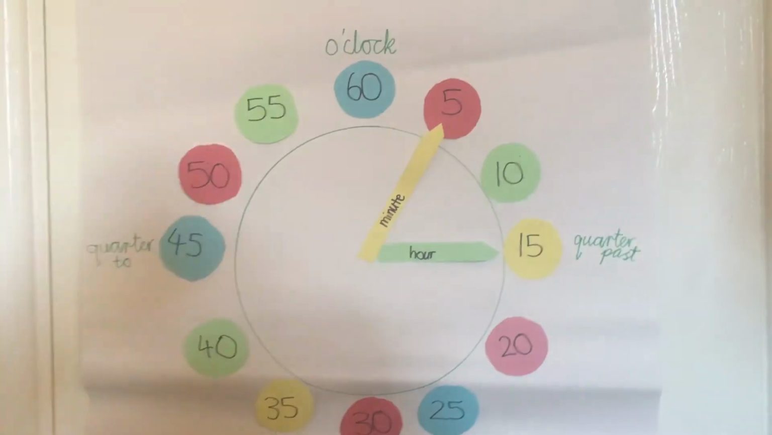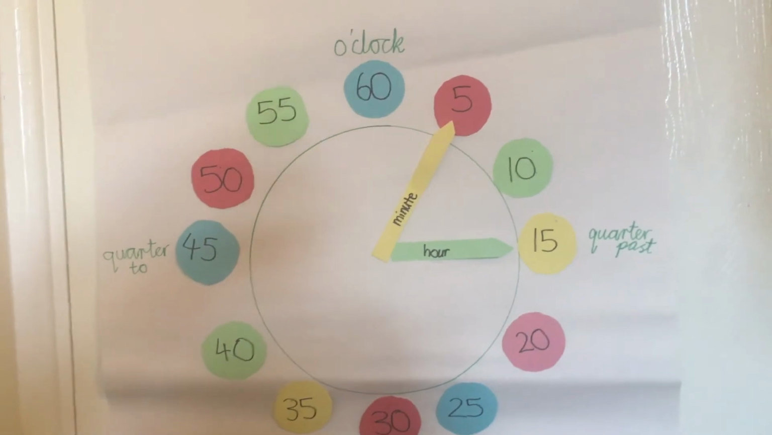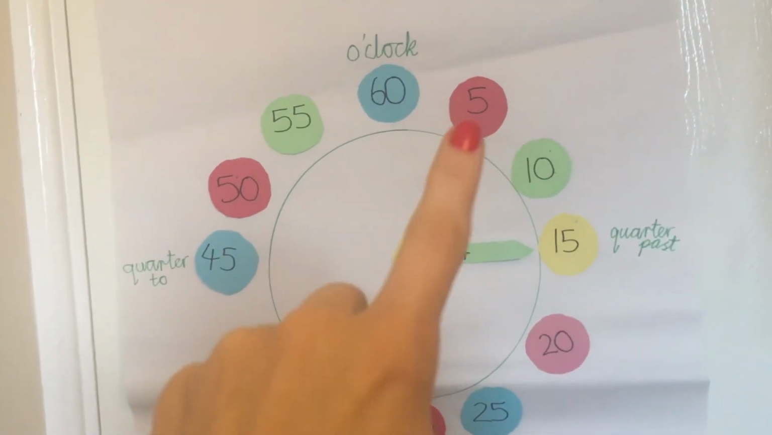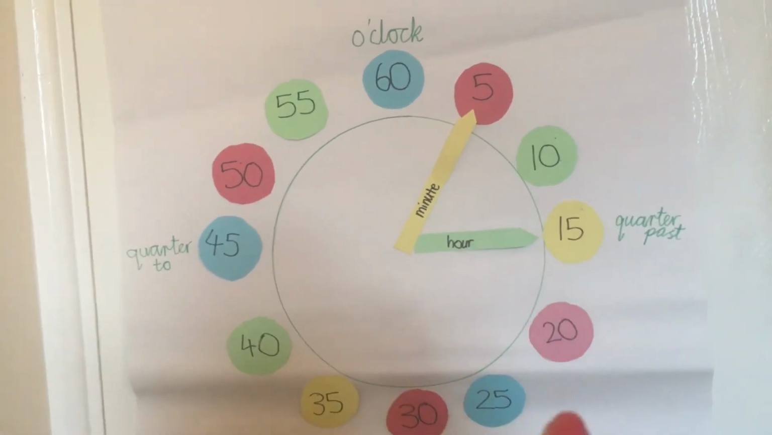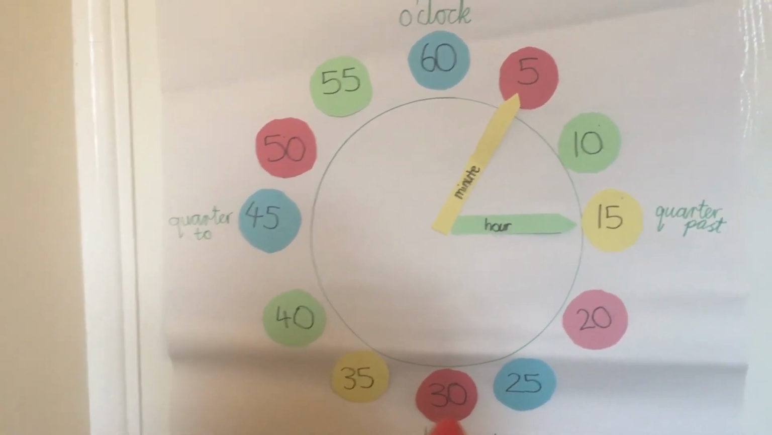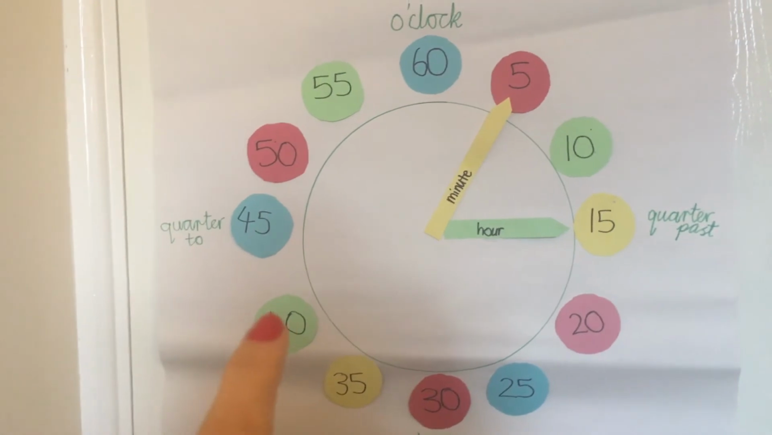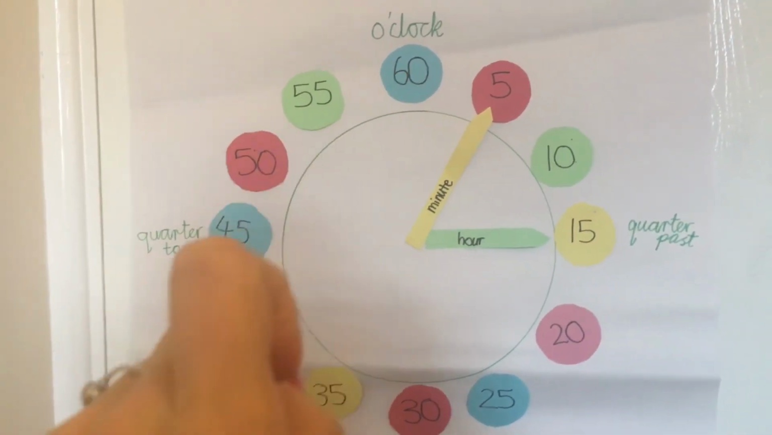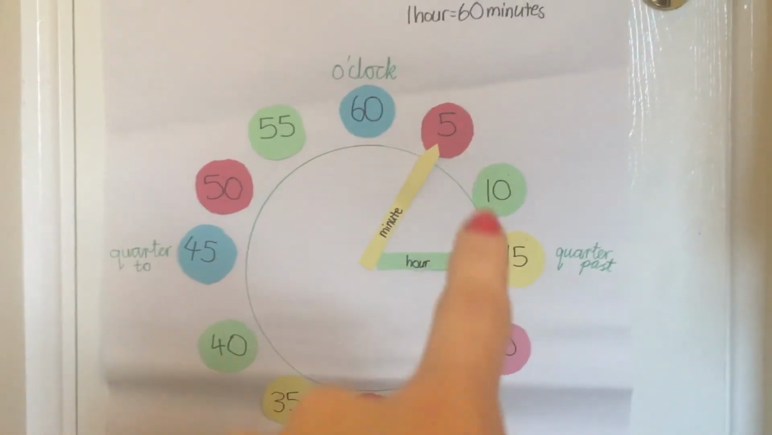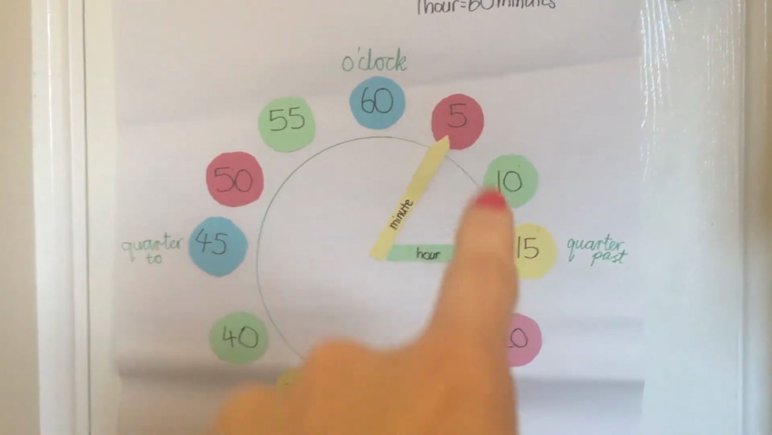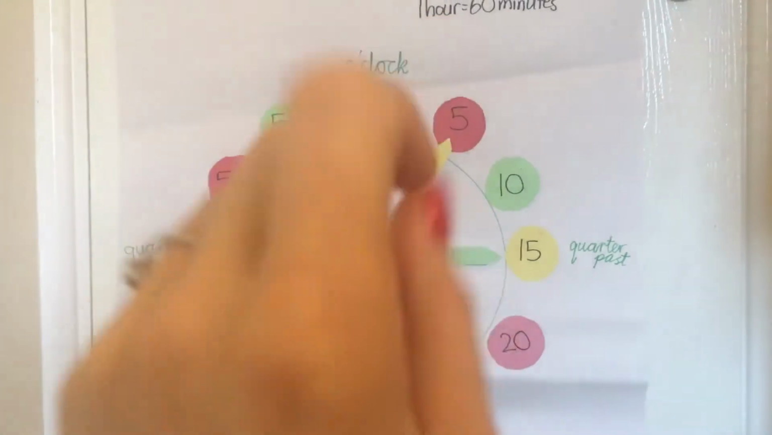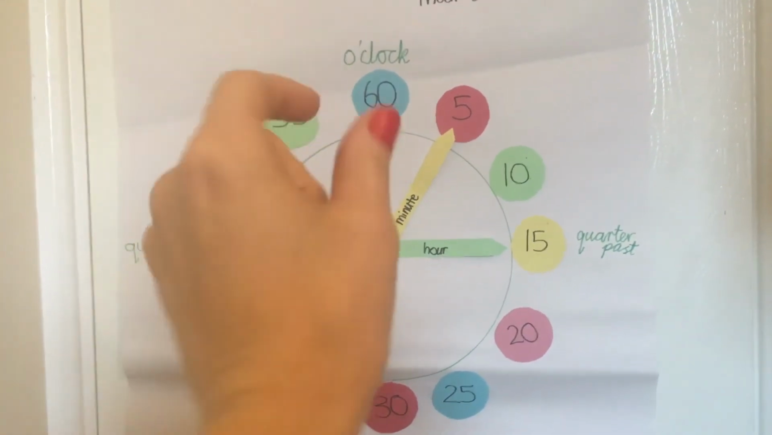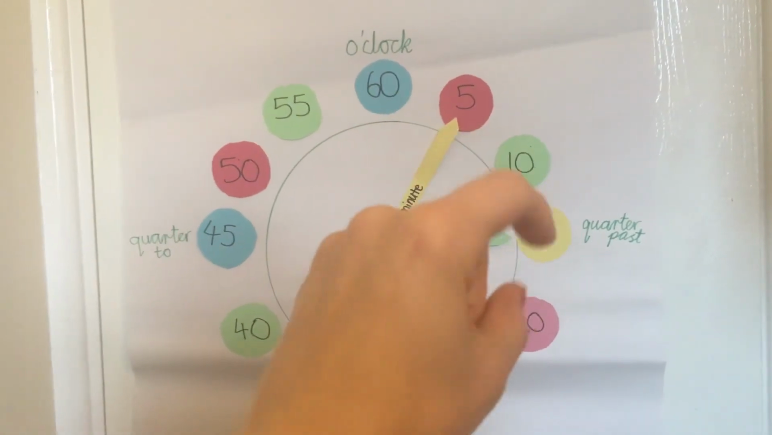So if we count in intervals of 5, ready? So we go 5, 10, 15, 20, 25, 30, 35, 40, 45, 50, 55, 60. So as you can see, it would take 60 minutes to get around the clock. You have to imagine that there are little marks in there. So we have 5 minutes in between each of those numbers.